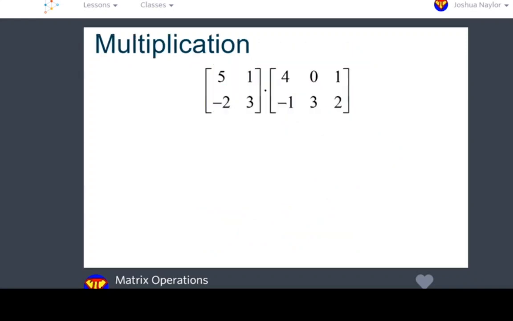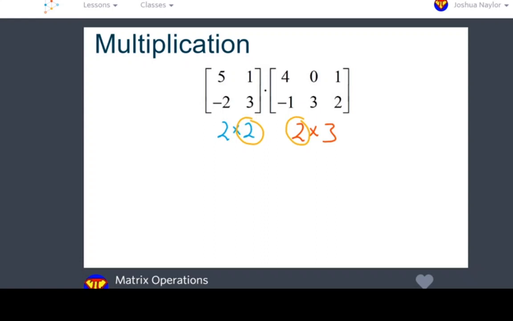Now things get a little more interesting when we do matrix multiplication. First, not every multiplication problem can actually be finished. You have to make sure that the dimensions match in the correct manner. Here we have a 2 by 2 followed by a 2 by 3. Remember, 2 rows, 3 columns. Now if the numbers in the inside, in other words, if the 2 matches with the 2, then that means that this problem can be done.